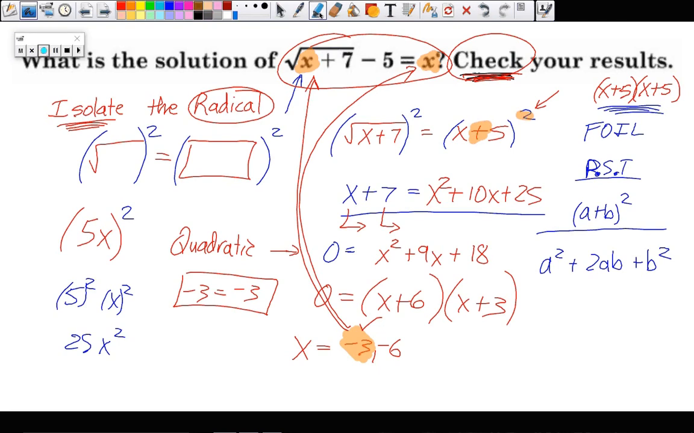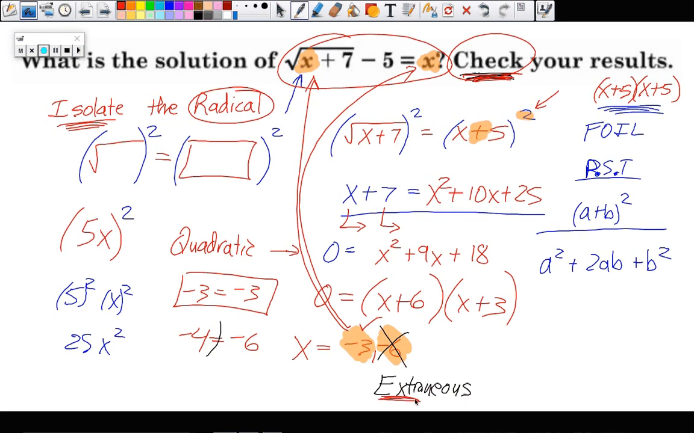Now, we're going to try to plug in the negative 6 and check that with me. Here we go. Negative 6 plus 7 is 1. Square root of 1 is 1. Minus 5, negative 4. Is that equal to negative 6? No. Even though mathematically we got the answer, it didn't work. So we say that negative 6 is an extraneous solution.